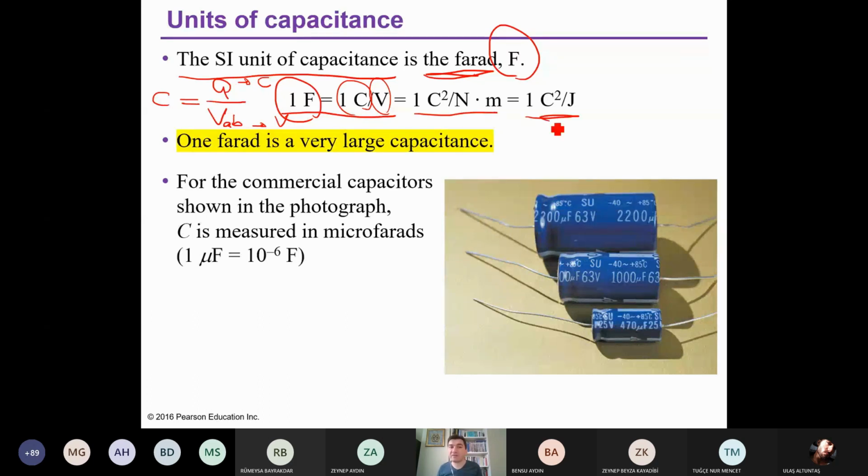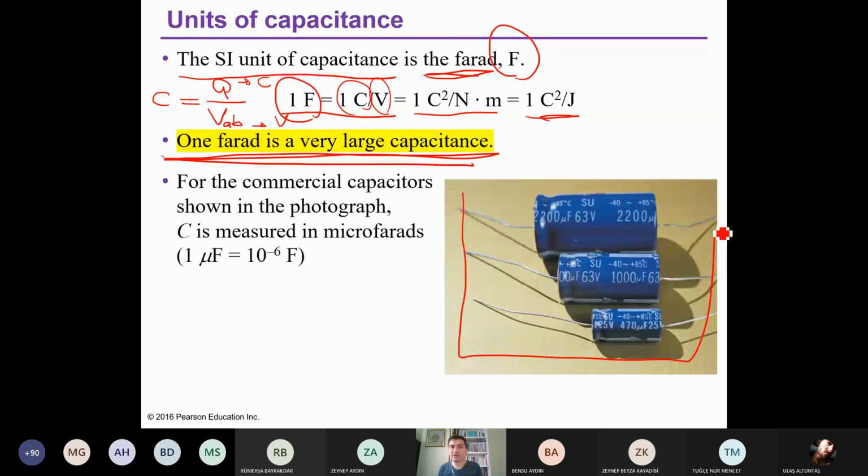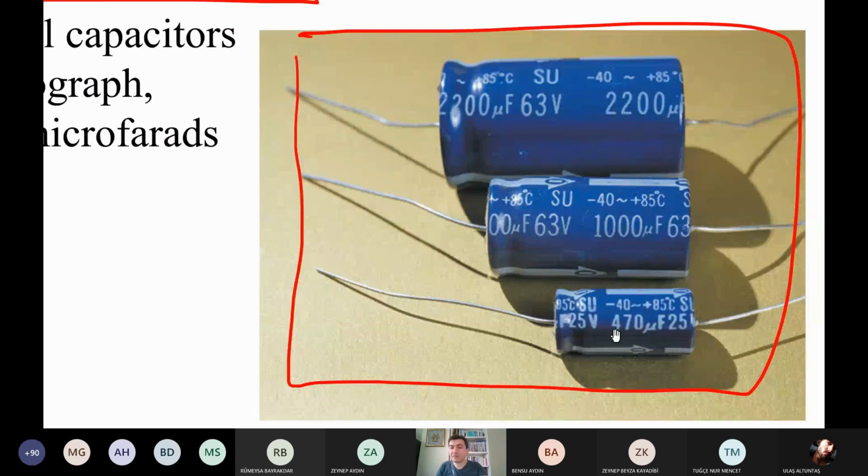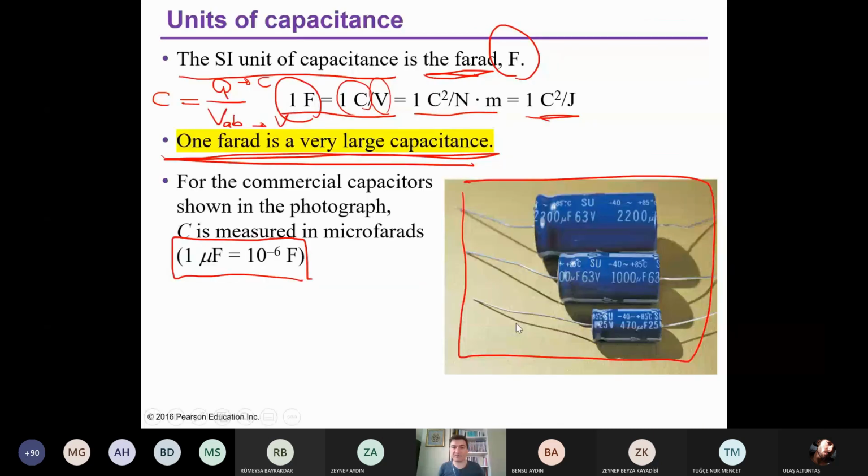Actually, 1 farad is a very large capacitance. I have one example related to a 1 farad capacitor. So 1 farad is very large. Here we have many commercial capacitors, and usually capacitance is measured in microfarads. Look at this one, for example. Let me magnify the picture. Here, for example, we have 470 microfarad, here we have 1000 microfarad, and here we have 2200 microfarad. So commercially available, each capacitor has its own capacitance written on the outside, and usually they are given in microfarads because 1 farad is a huge capacitance.